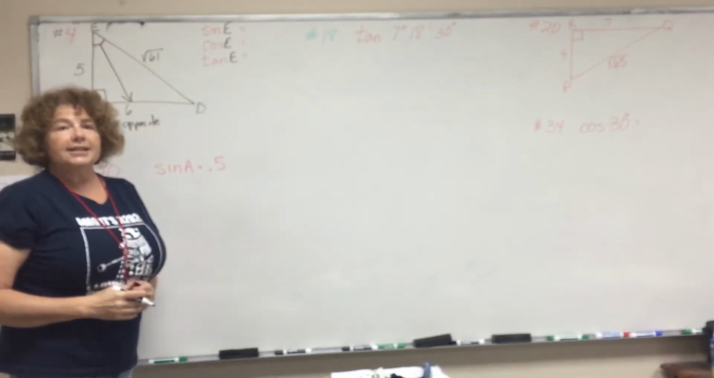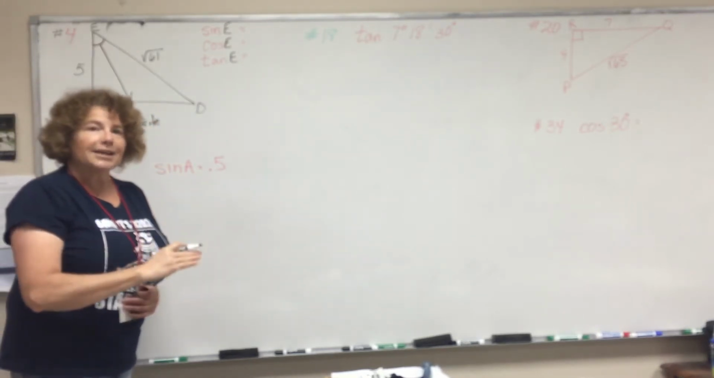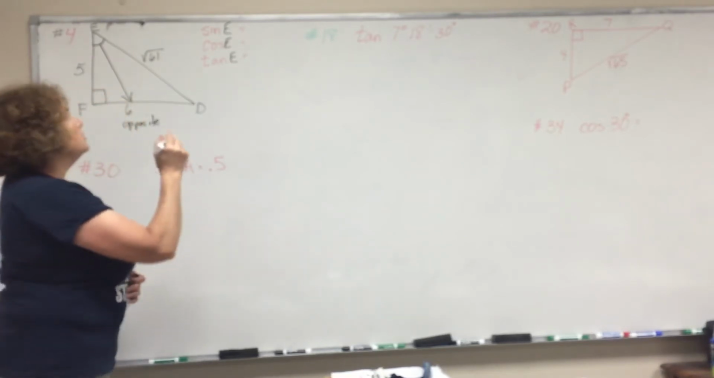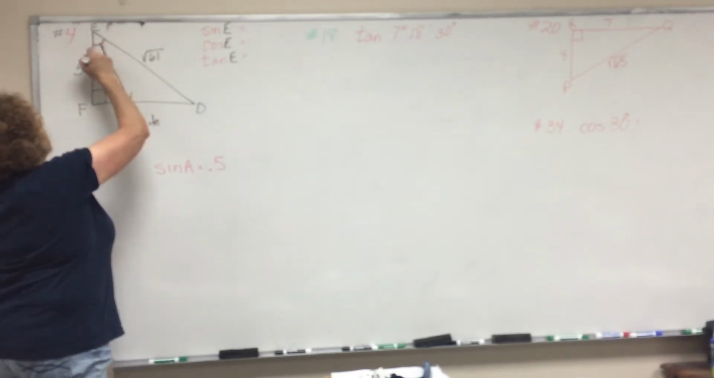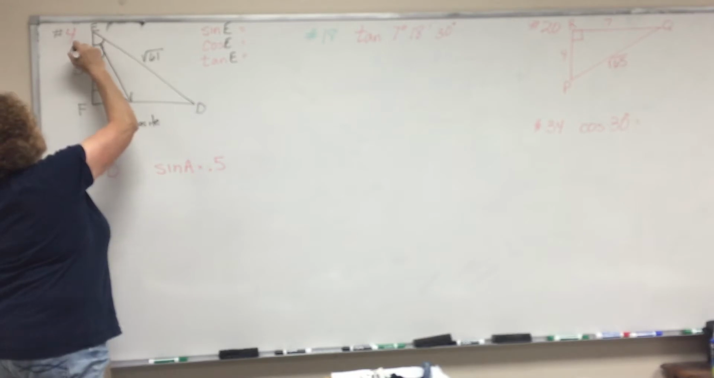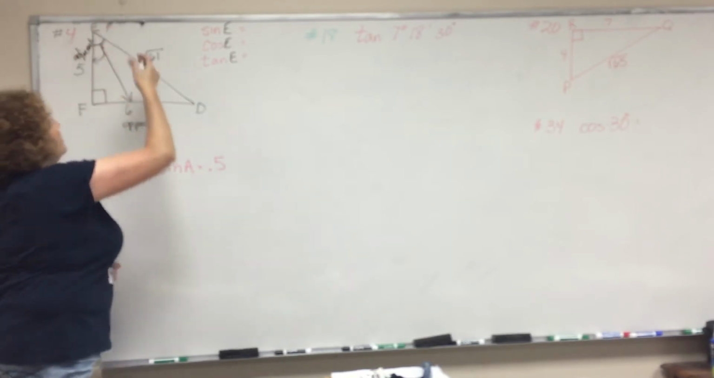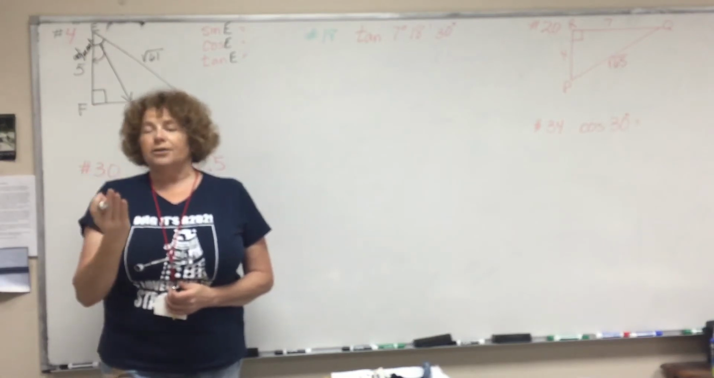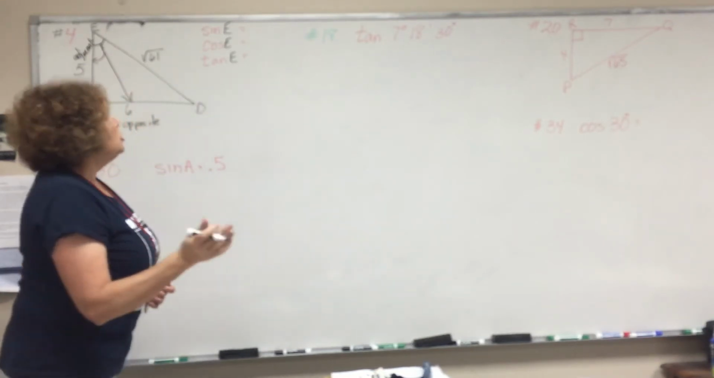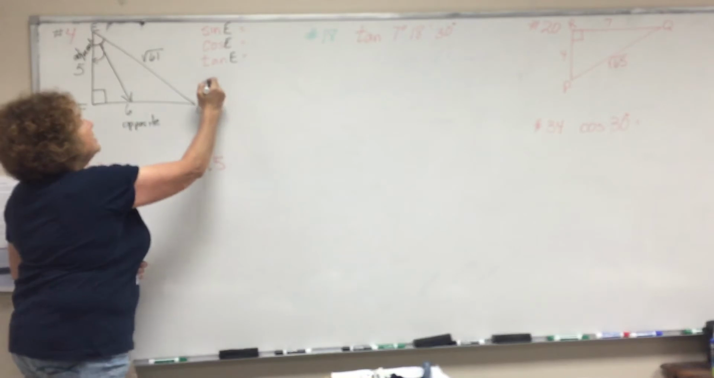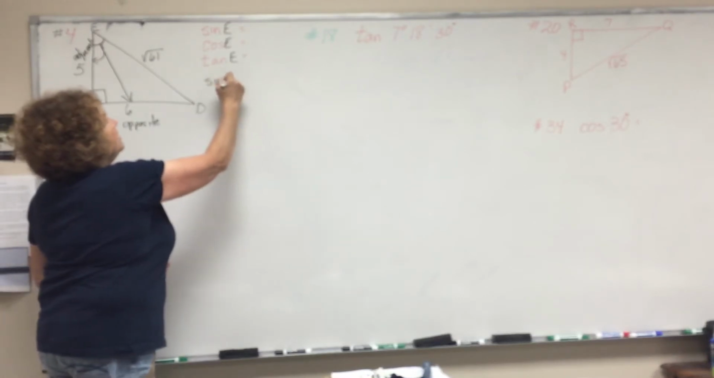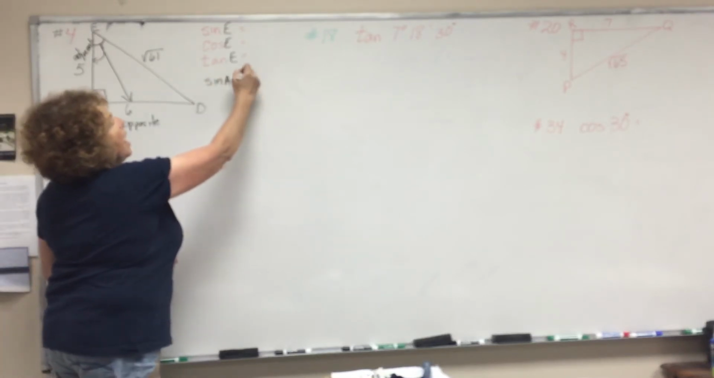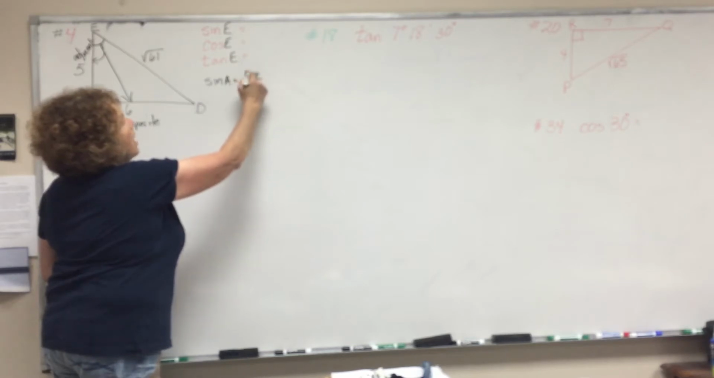Then the side adjacent to E is the side that's next to it, but it's not the hypotenuse. So this is the adjacent side. And then, of course, the hypotenuse, as you know from our studies, is the side across from the right angle. So the sine of an angle is opposite over hypotenuse.